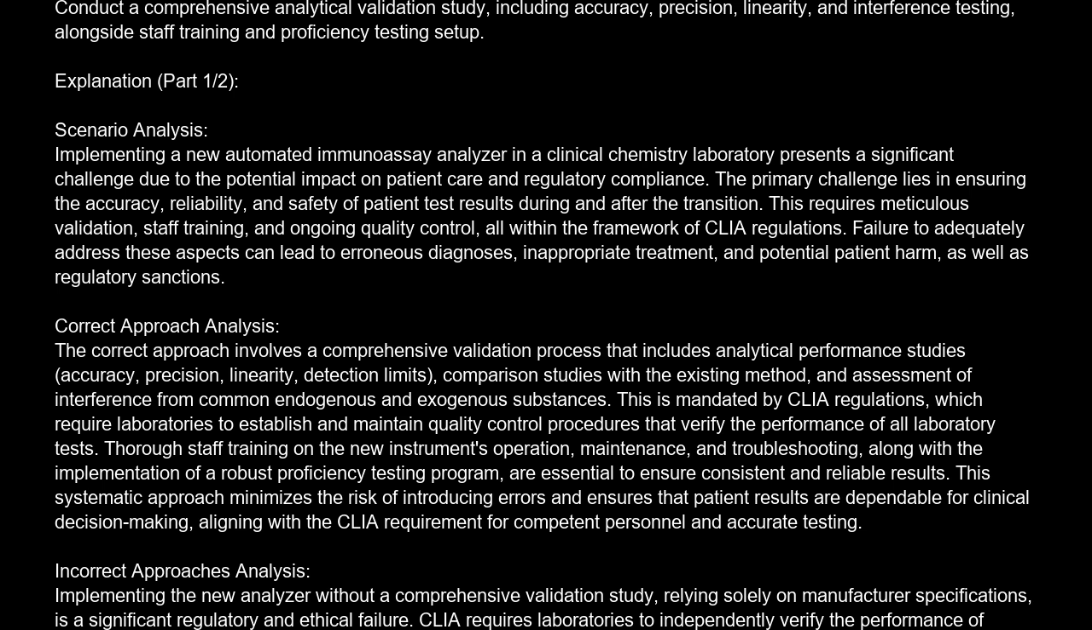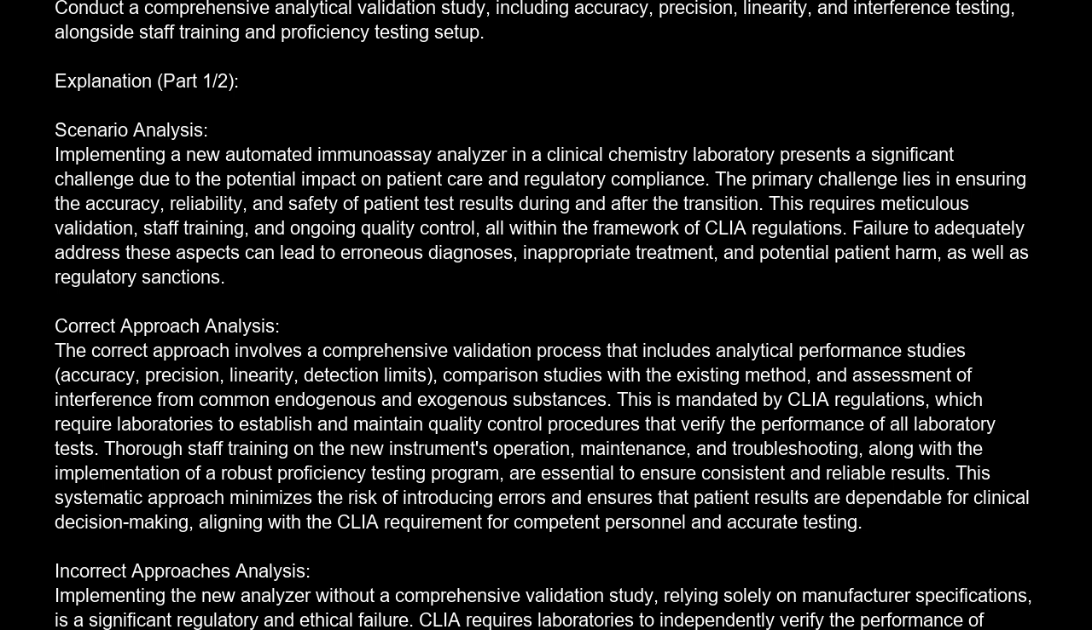Explanation. Scenario analysis. Implementing a new automated immunoassay analyzer in a clinical chemistry laboratory presents a significant challenge due to the potential impact on patient care and regulatory compliance. The primary challenge lies in ensuring the accuracy, reliability, and safety of patient test results during and after the transition. This requires meticulous validation, staff training, and ongoing quality control, all within the framework of CLIA regulations. Failure to adequately address these aspects can lead to erroneous diagnoses, inappropriate treatment, and potential patient harm, as well as regulatory sanctions.